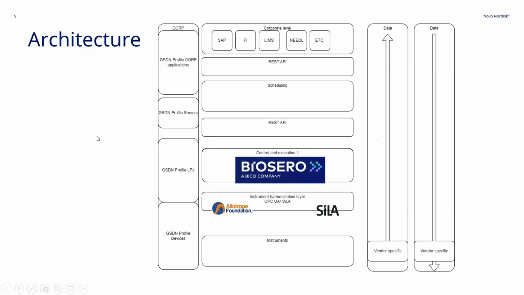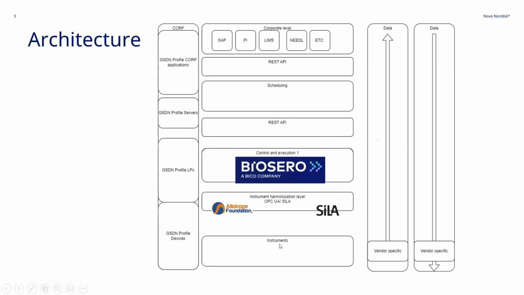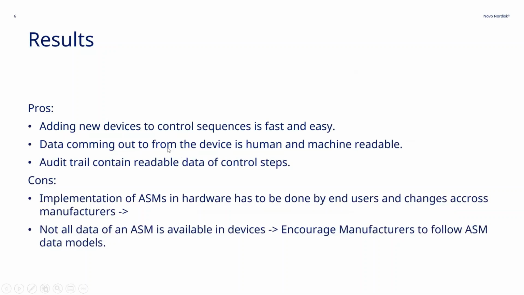Well, just a quick overview. So then we say instruments, then we go to the instrument harmonization layer, then control PC, then we go to scheduling, and then we go to all the corporate systems. Some of our results on this, maybe I should have shown the video first.